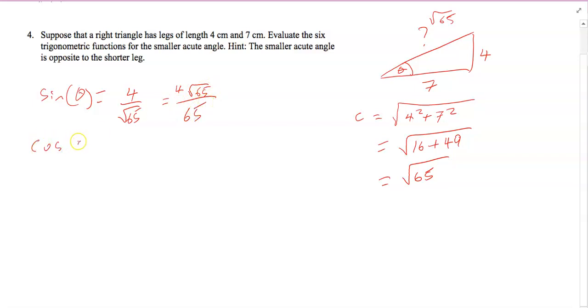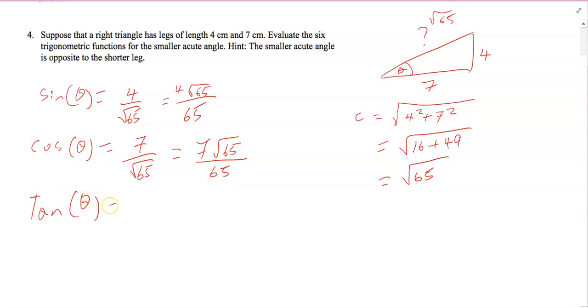Cosine of theta would be 7 over radical 65. Rationalize that, that becomes 7 radical 65 over 65. Tangent of theta, that is opposite over adjacent, that's going to be 4 over 7.